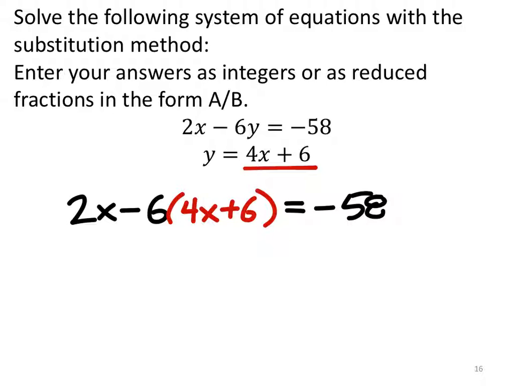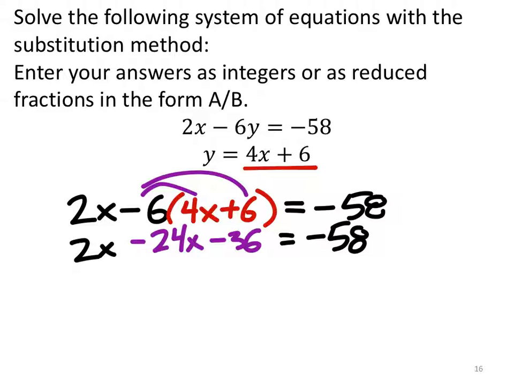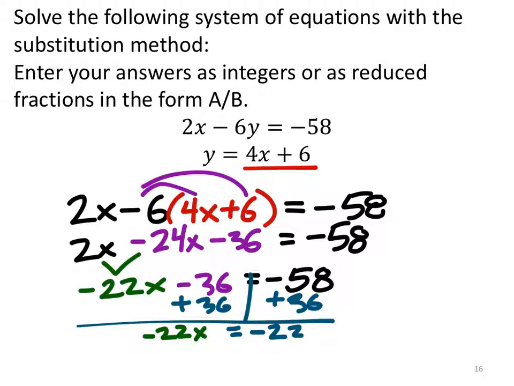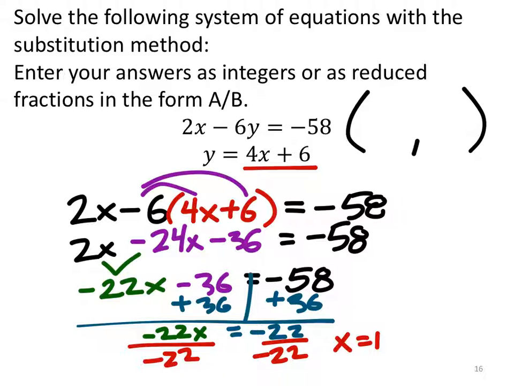Be careful because a lot of times we see that on tests where it's forgotten that the 6 is going to take that operation to its left as its sign. So when we distribute this, there's going to be negative 24x, and then this would be negative 36 right here. And then we just solve for the x's as usual. Because now we'll just divide both sides by negative 22, and we get x equals 1, which again is part of that ordered pair. Positive 1 right there.